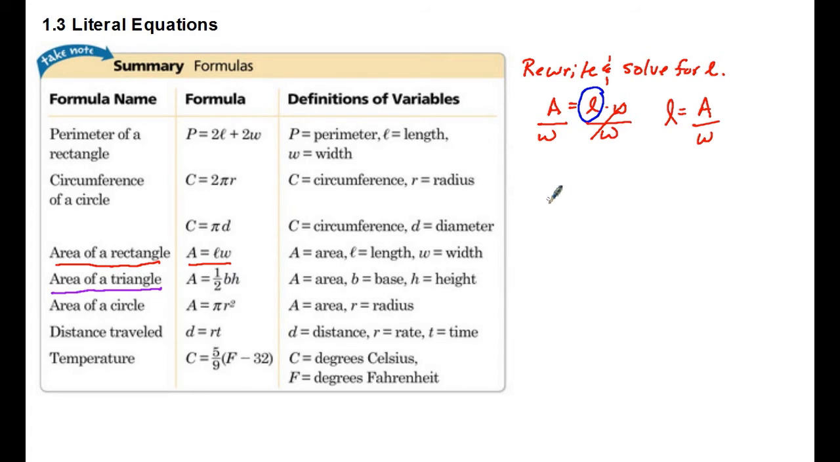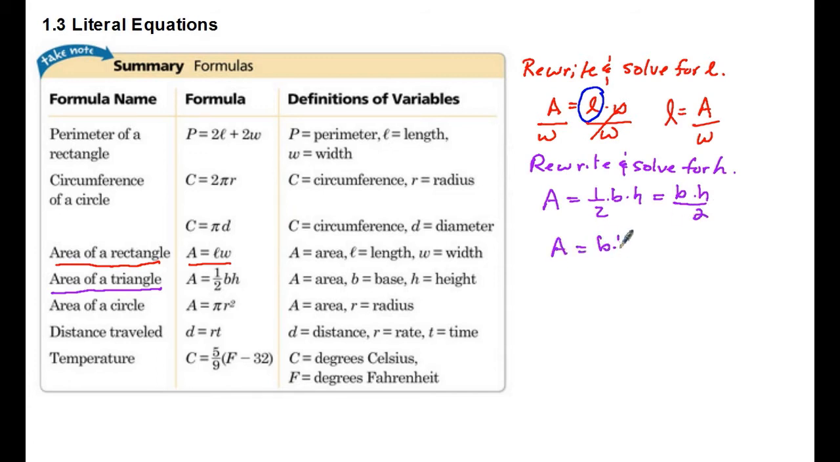So I'll write it right here. Area equals 1/2 base times height. And I want to solve, let's say for this example, we're going to go ahead and rewrite and solve for h. Okay, so if I want to solve for h, I need to get rid of the half times the b times the h, or you know what, let's make it easier. Let's change this. 1/2 b times h is really base times height divided by 2. So let's do it that way.